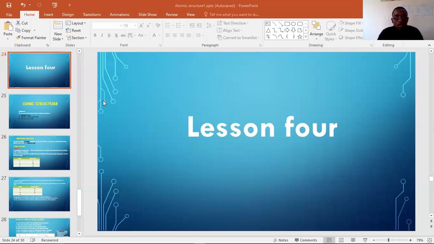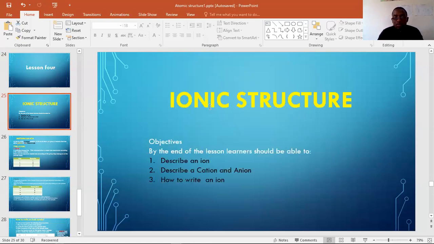Today we're going to look at lesson 4 under atomic structure. We're going to talk about what we call an ionic structure. Under ionic structure, we're going to describe what an ion is, describe a cation and an anion, then learn how to write an ion or an ionic symbol.